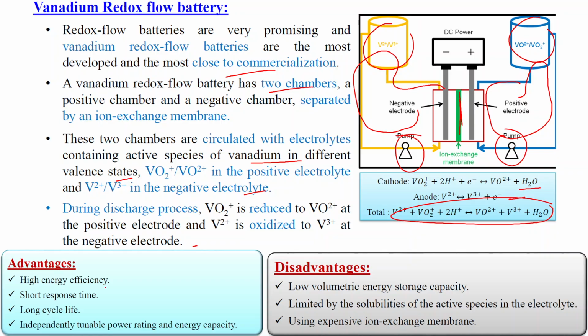The advantages are high energy efficiency, short response time, long cycle life, and independently tunable power rating and energy capacity. Whereas the disadvantage is low volumetric energy storage capacity, limited by the solubilities of the active species in the electrolyte. If the active species in the electrolyte are less, then that becomes a limitation. Another is the use of expensive ion exchange membranes. These ion exchange membranes are sometimes expensive.